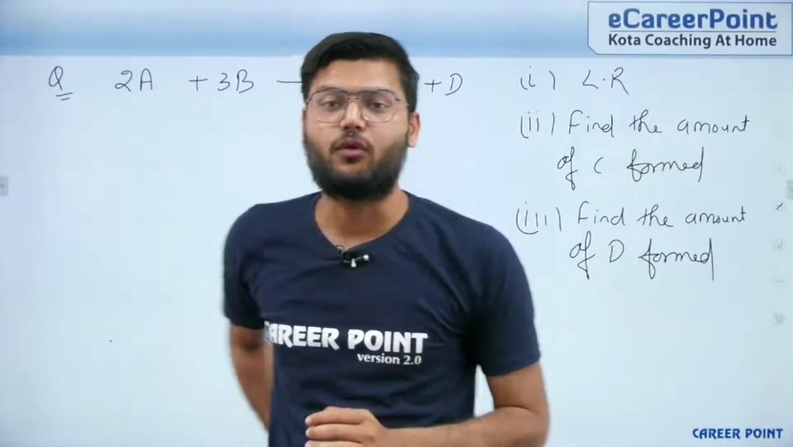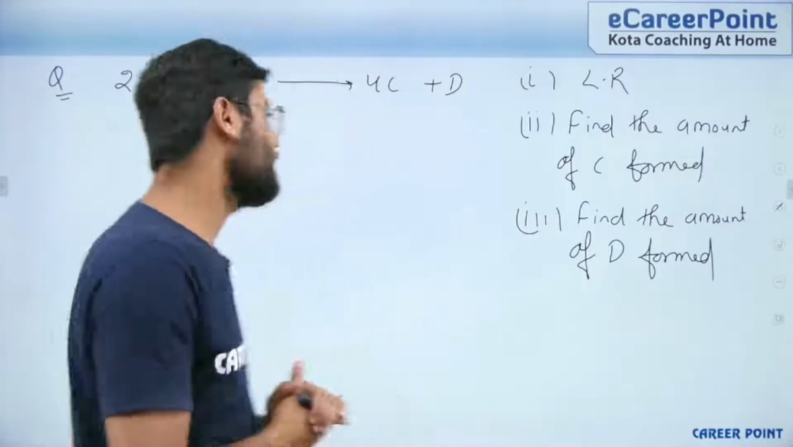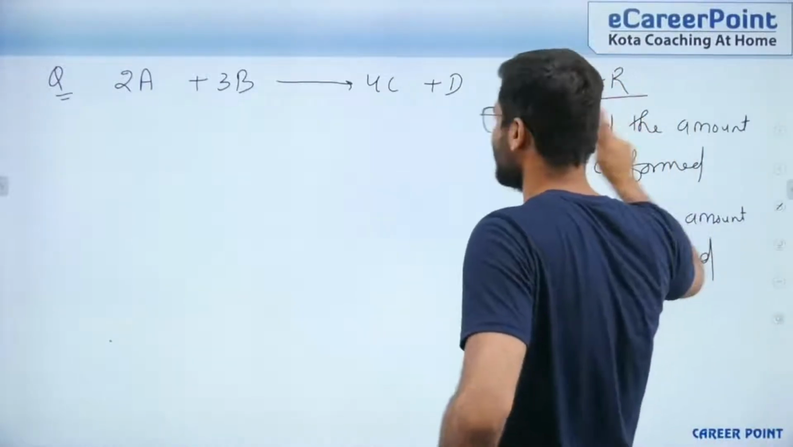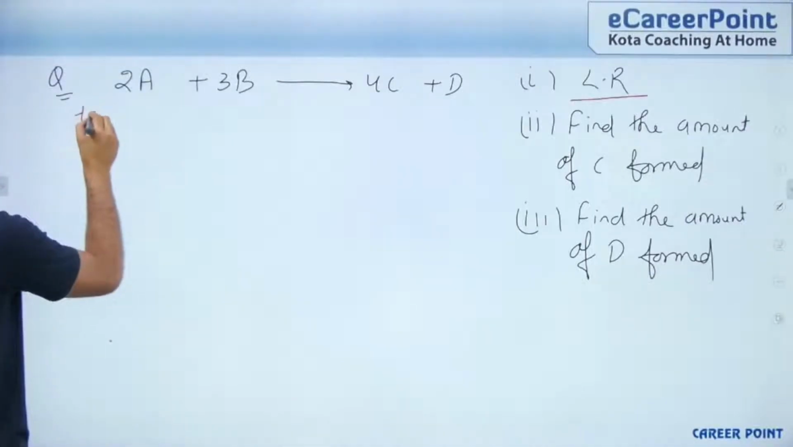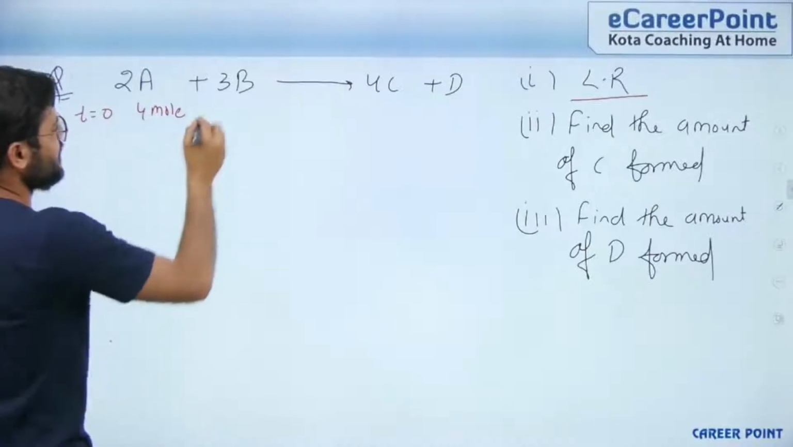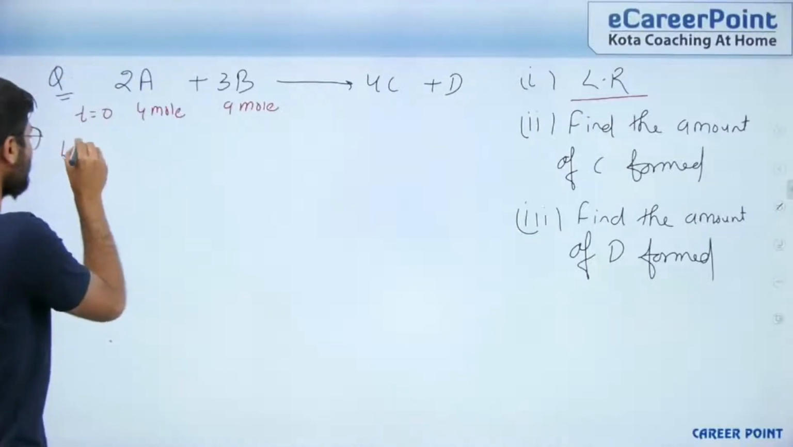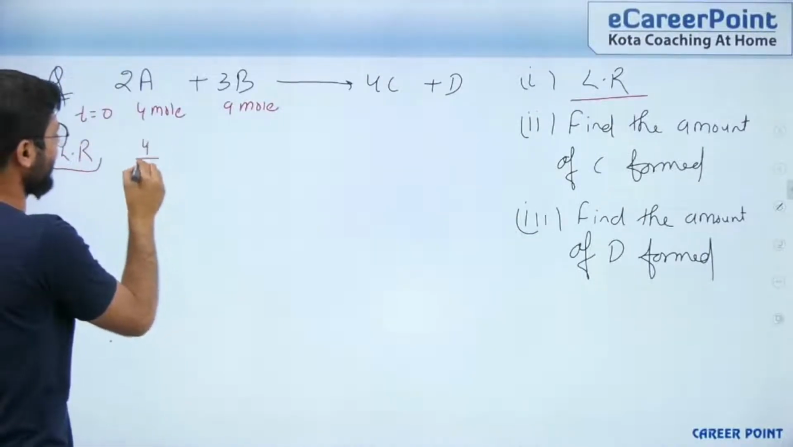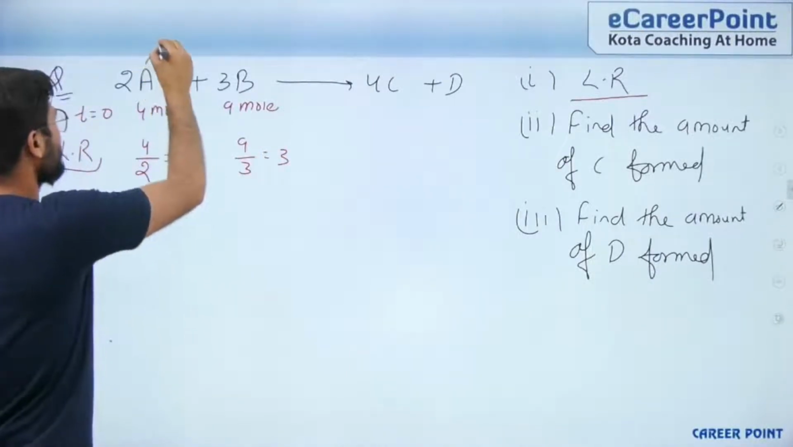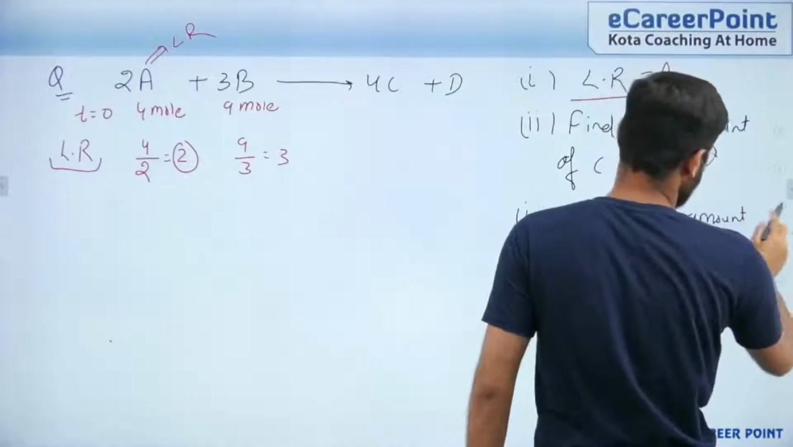So in this case, we are going to learn how the reactions are taking place. For that, we are going to take the help of the stoichiometry. Let's start. First is find the limiting reagent. Let's say at time t equal to 0, in the question it is given that A is 4 mole and B is 9 mole. For the limiting reagent, just divide A by 2, it will be 2, and B by 3, it will be 3. So this is the least number, so A is the limiting reagent.